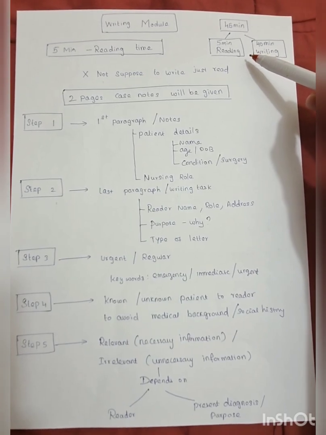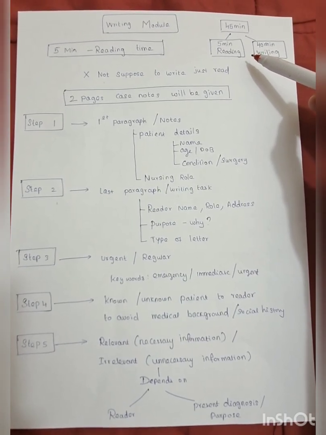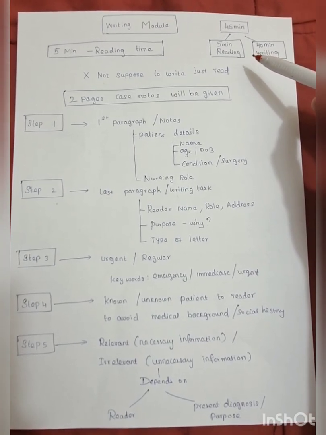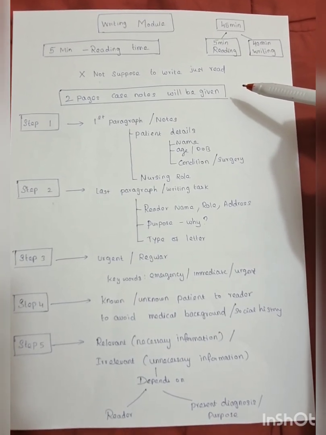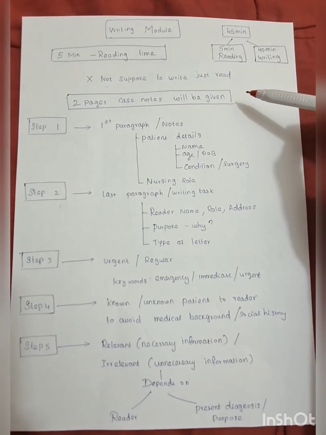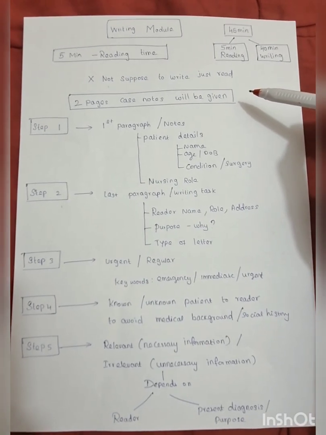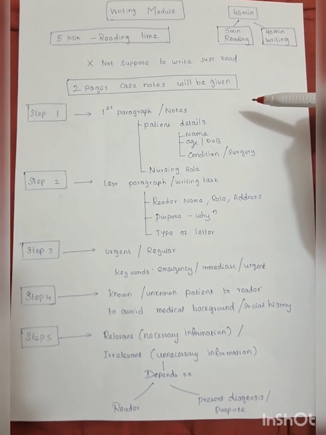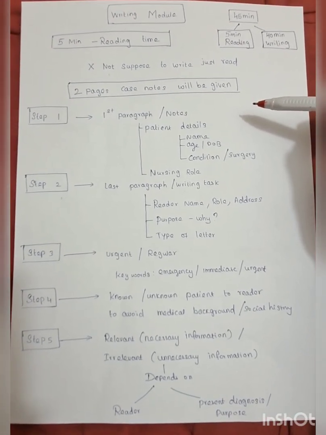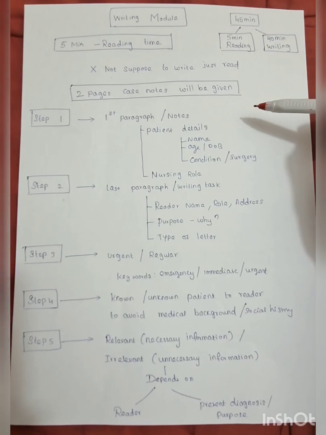How am I going to use my 5 minutes reading time? You're not supposed to write, but just read the 2 pages case note that is given to you. So when you get this 2 pages case note, what do I have to do with it? Step 1. Observe your first paragraph, which is also known as the notes.